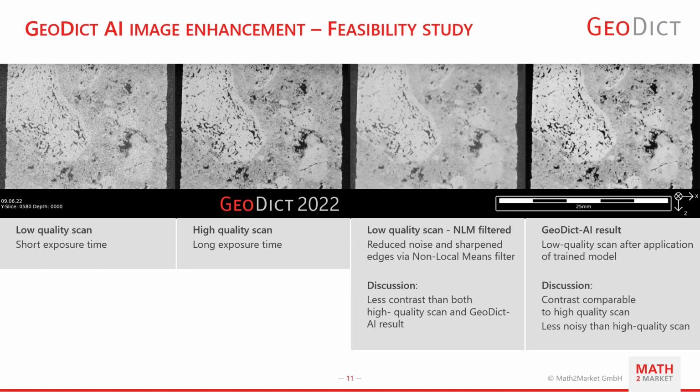Of course, in this case, our training data and the data we apply it to are the same, because this was just the first feasibility study. You can see the contrast of the image that was processed with GeoDict AI is a lot higher than just the non-local means filtered image, and also the noise is basically completely gone. The quality is comparable to that of the high quality scan. It might be a bit more blurry in some places, but it's definitely a lot better than the low quality scan or the non-local means filtered version of the low quality scan.